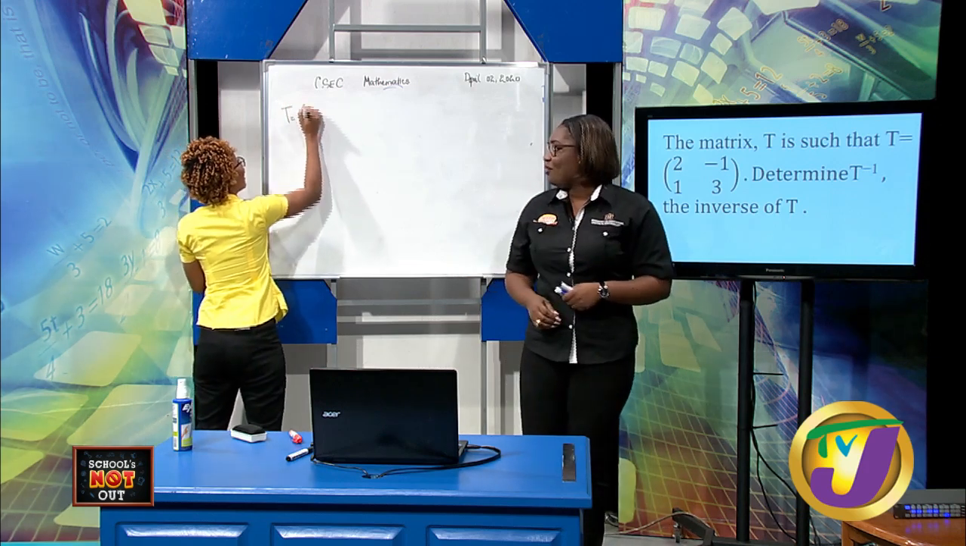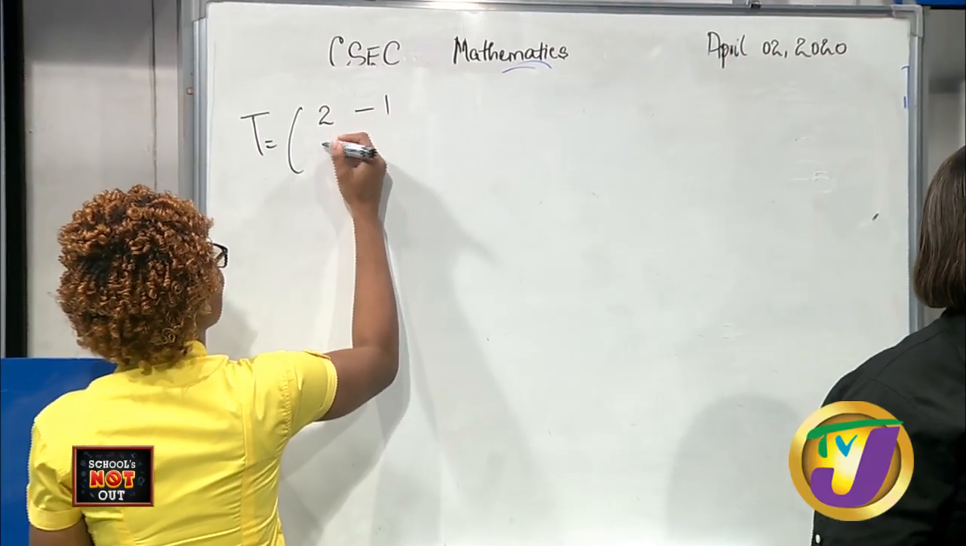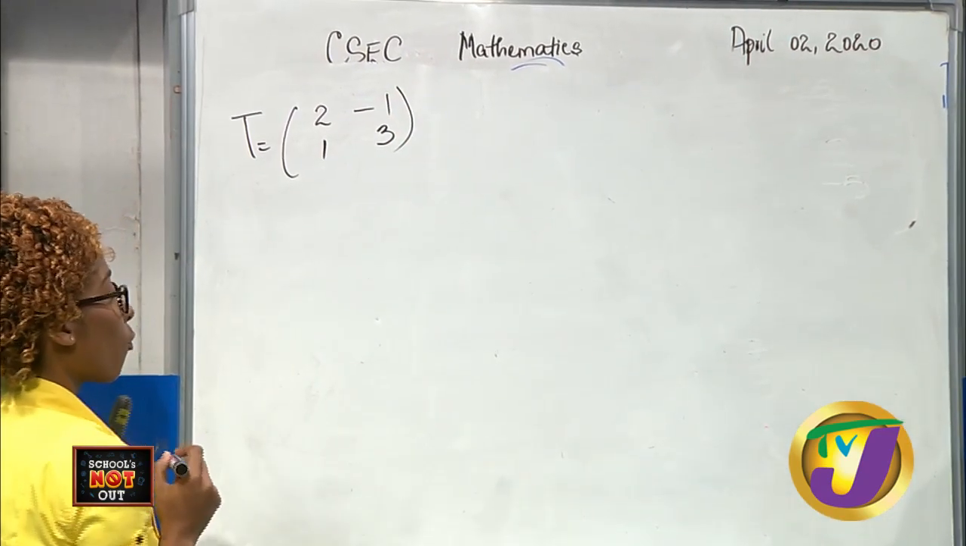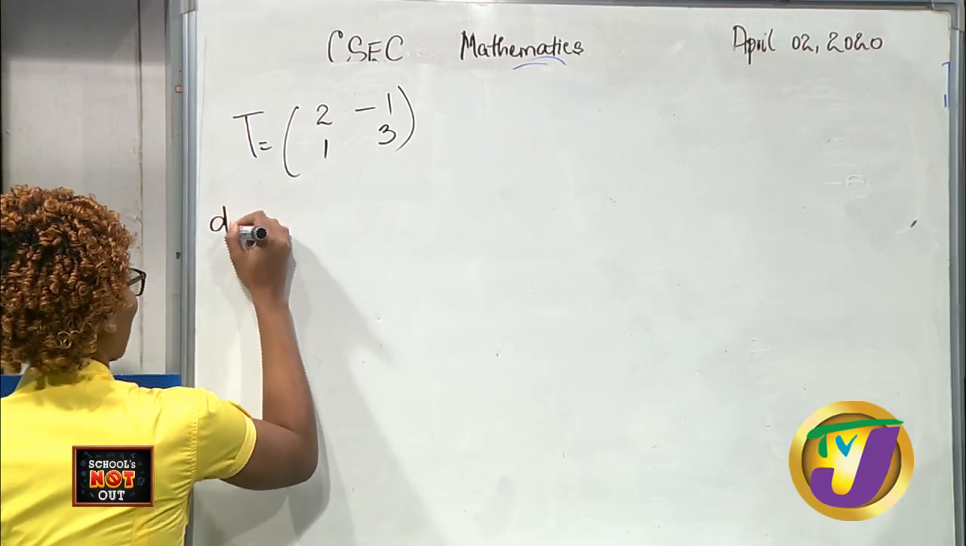So T is 2, -1, 1, 3, and we're going to find the inverse. So what are we going to start off with? Our determinant. All right, let's go.